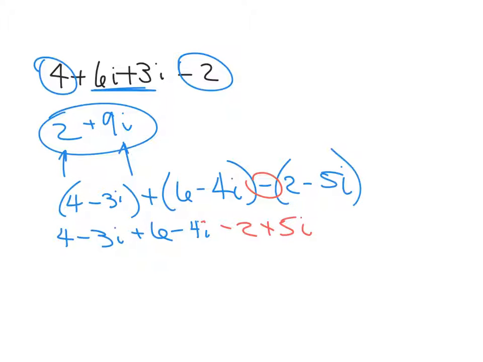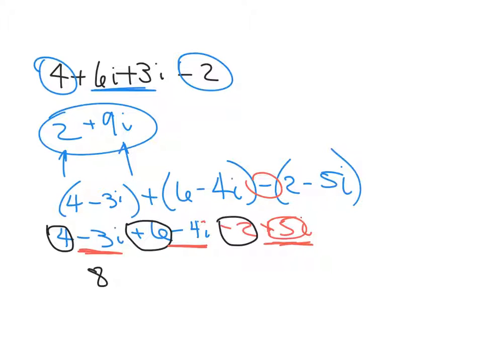Okay, now I combine my real numbers. There's a 4 plus 6 minus 2. 4 plus 6 is 10, minus 2 is 8. Then I do a negative 3i, negative 4i, positive 5i. So negative 3i minus 4i is negative 7i, plus 5i is negative 2i. And you're done.